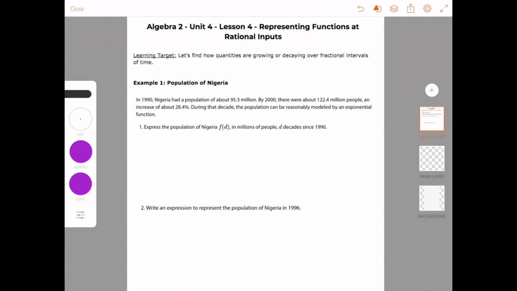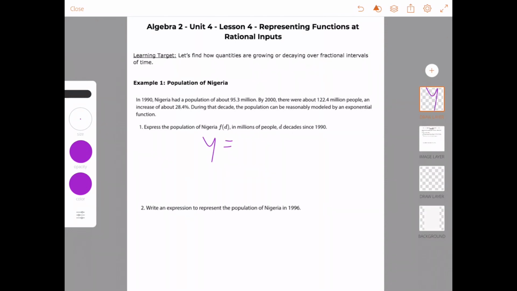We're going to continue talking about exponential growth and decay, but this time we're going to have fractions in our inputs. So same equation that we've been talking about, y equals a times b to the x. We're going to look at an example with the population of Nigeria in 1990. So here's our basic equation we've been working with, and this question is asking us to express the population in terms of f of d, in millions of people, d being decades since 1990.